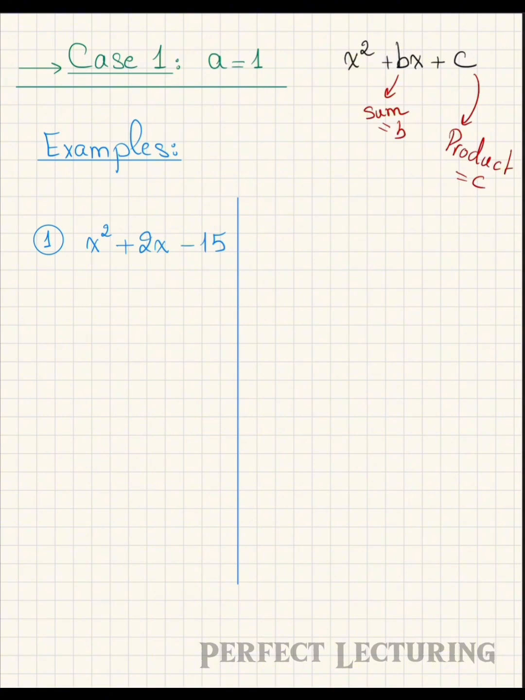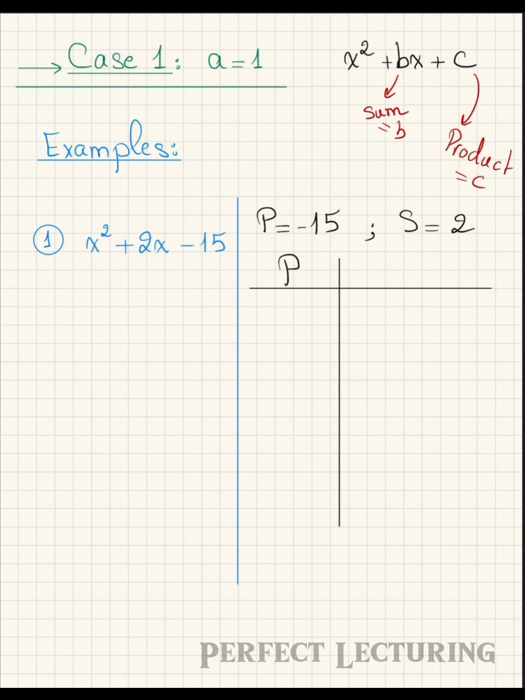For example, in exercise 1, we have x squared plus 2x minus 15, which means I have to find two numbers whose product is negative 15 and whose sum is equal to 2. I list all the cases where the two numbers have a product equal to negative 15 and then look for those whose sum is equal to 2. So let us construct a table, and we always start with the product, then the sum.